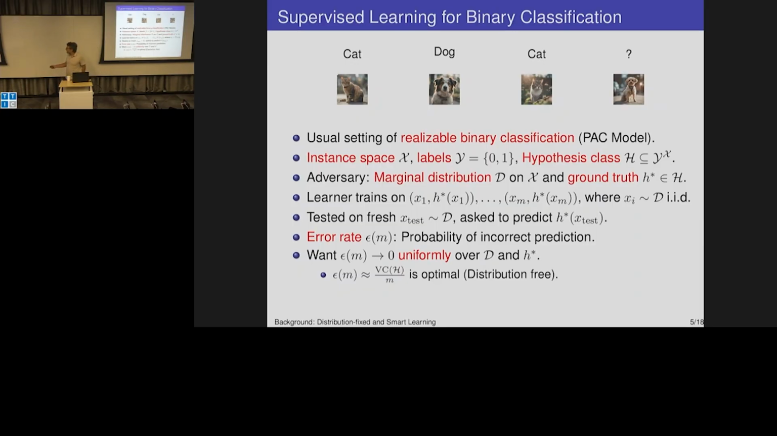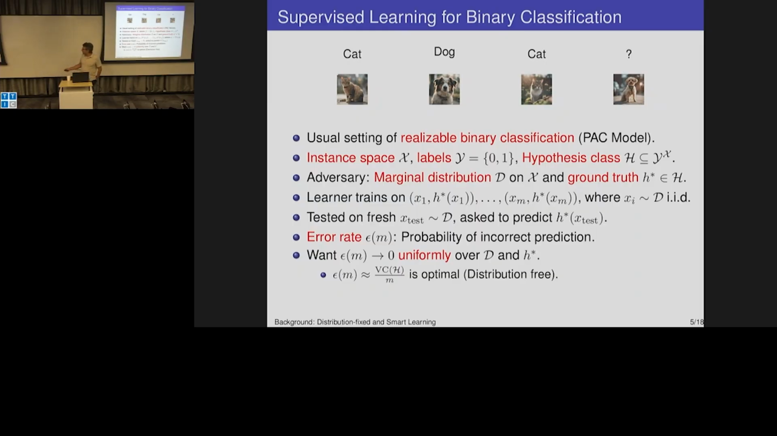What I care about is the error rate of the learner as a function of the number of samples m that it's given. This is the probability that the learner makes an incorrect prediction on this test point. Generally in the PAC model, you talk about high probability guarantees on this error rate, but just to simplify my story, I'm going to talk about expected error rate. Everything extends, but just to get rid of one parameter, I'm going to talk about the expected error rate here.